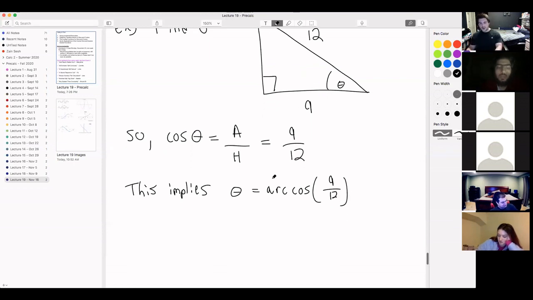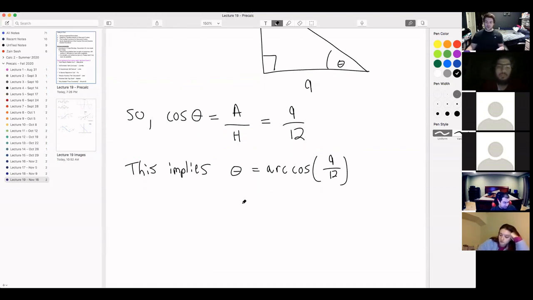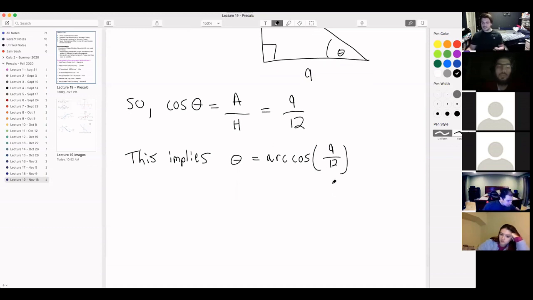Okay, because remember, arc cosine of 9/12 gives the theta values such that cosine of theta is 9/12. So you get this, and now at this point, 9/12 is not any nice value, so you can punch this into a calculator, and you will get that this is approximately 0.7227 radians, or approximately 41.41 degrees.